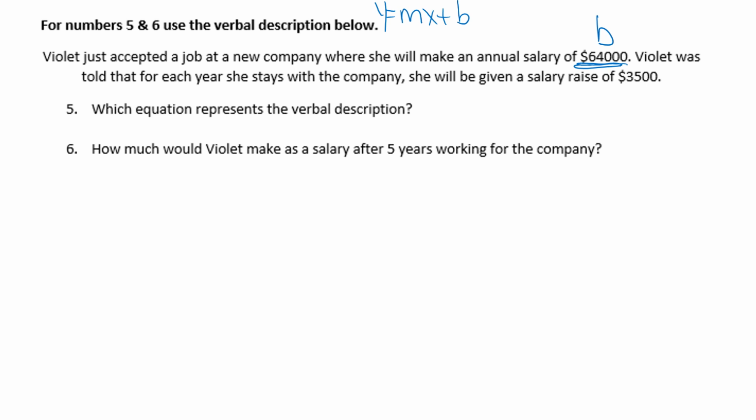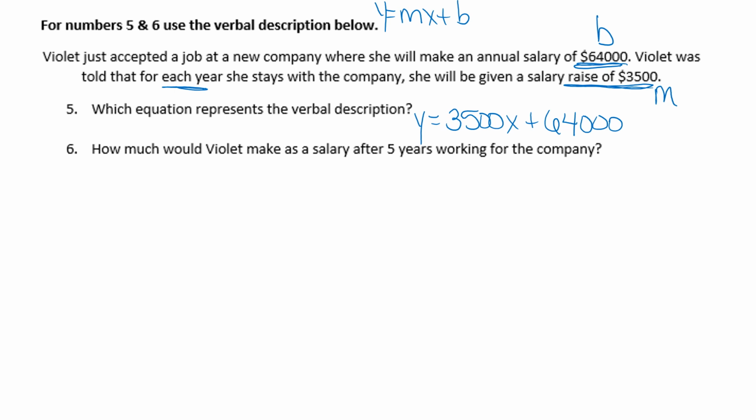Then she has been told that every year, each often represents rate of change. Each year she's going to be given a raise of $3,500. So that's going to be our M value. So when we write our equation, we would have y equals our 3,500 followed by x, because x always comes after the slope value, plus her annual salary that she started with of $64,000.